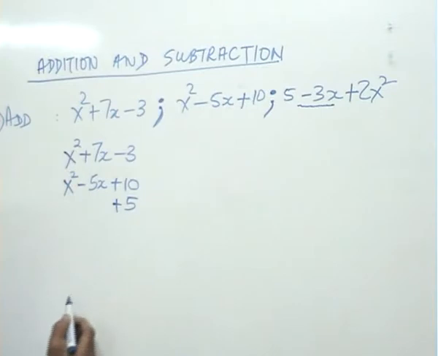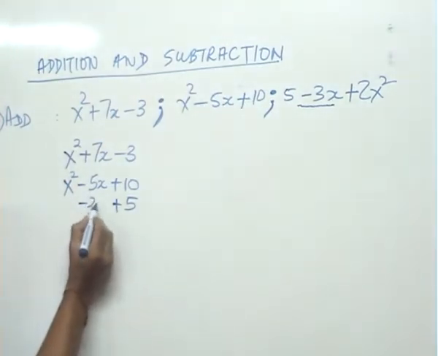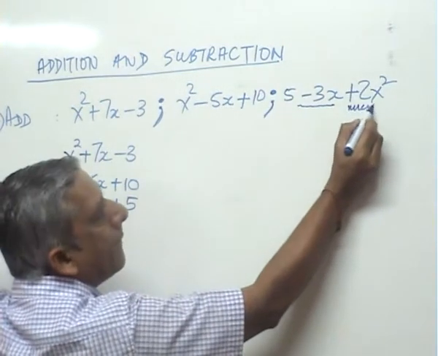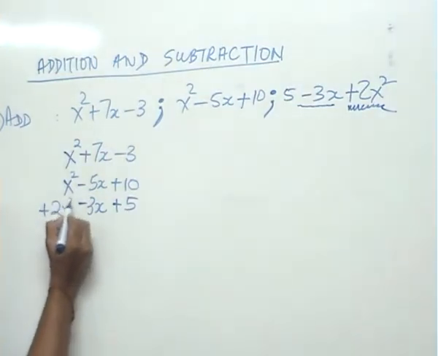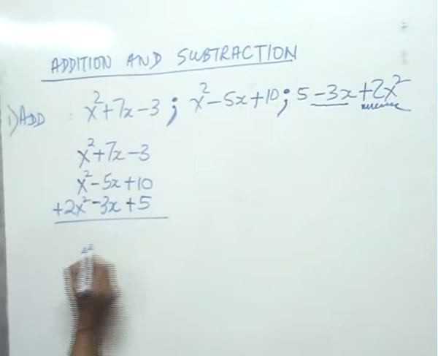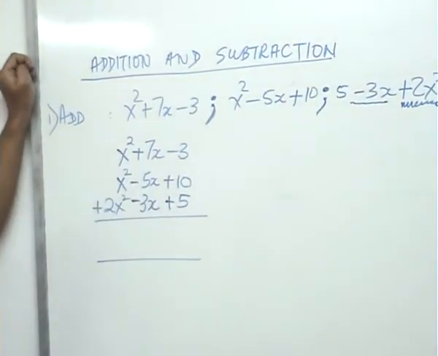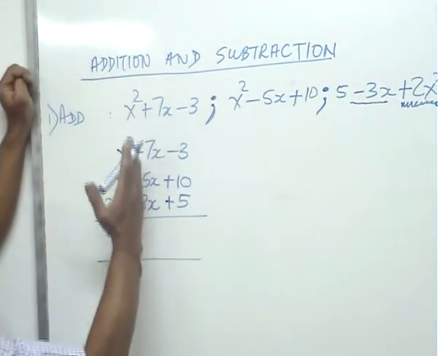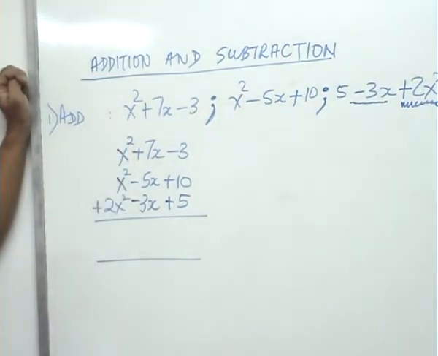Then you got minus 3x. So minus 3x will be written in the middle. And then you've got plus 2x squared. So what we're doing here is we're setting them one below the other. The numbers are one below the other. All the x's are one below the other. All the x squared is one below the other. And then we add it up.